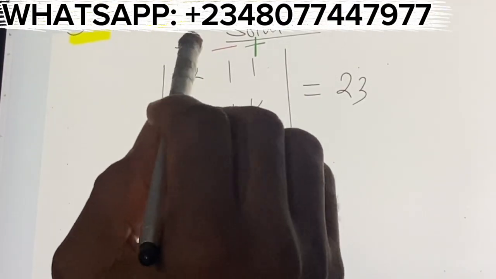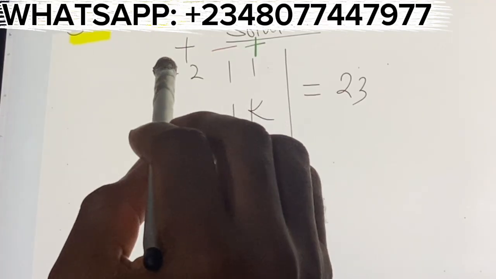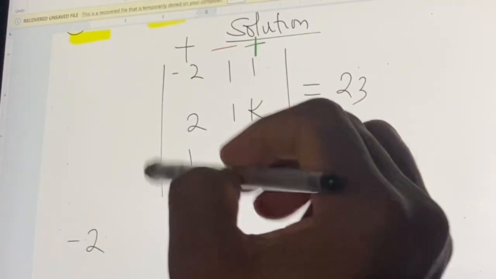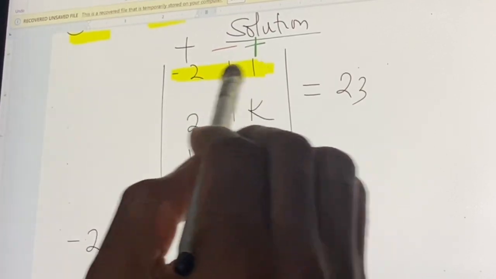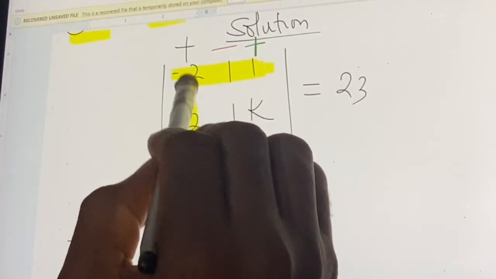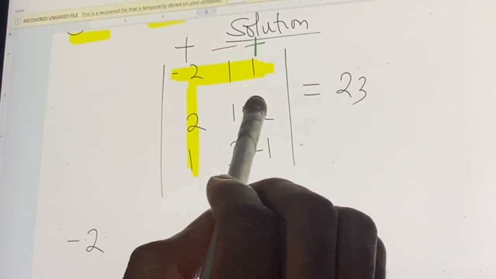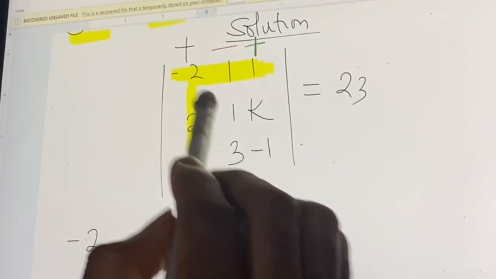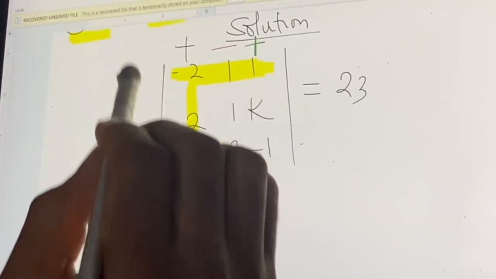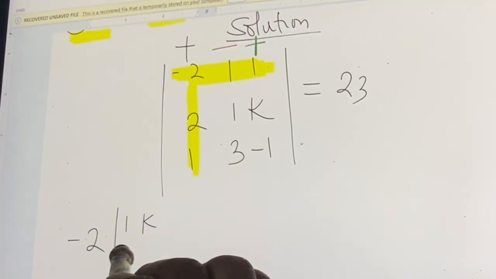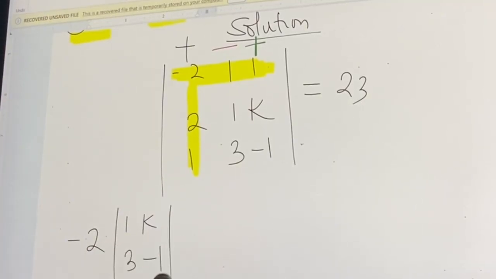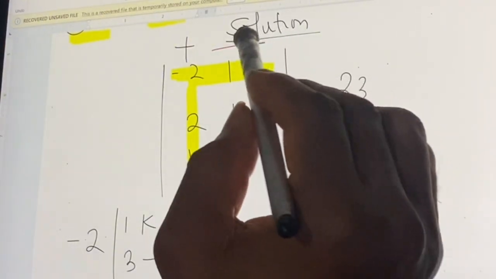So close the first part, that is minus 2, close the row and close the column. Close the row here, that is mute the row and mute the column of minus 2. I will have 1 k 3 minus 1. So the number left here is 1 k 3 minus 1.